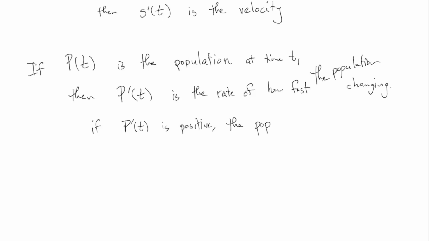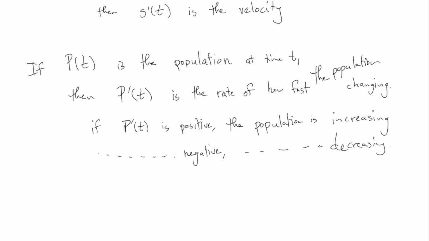That means that the population is increasing because it's just like the average rate of change. When the rate of change is positive, that refers to an increase at a particular rate, and if the rate of change is negative, that refers to a decrease. So if P prime of t is negative, the population is decreasing.